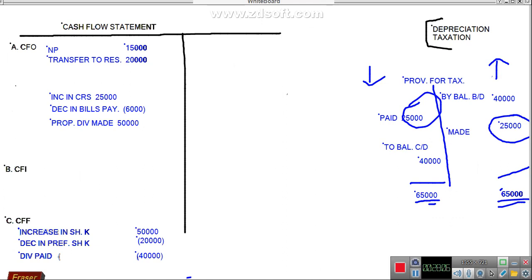As I told you, tax paid during the year will be subtracted in the cash flow statement. Tax paid during the year is 25,000. It will be subtracted from this. Here it is a coincidence that we got the same amount for tax paid and provision made. That provision made during the year will be added here in the net profits for the calculation of cash flow from operating activities. So this 25,000 will be added here.